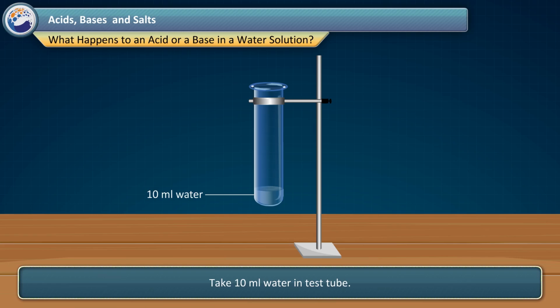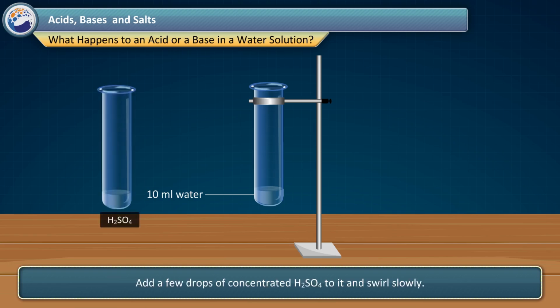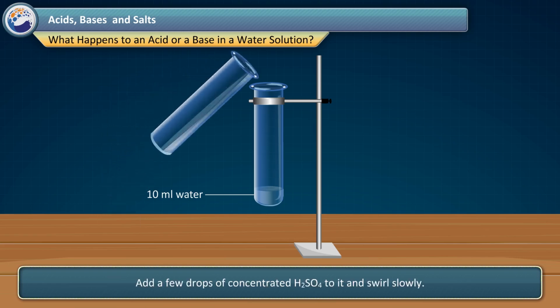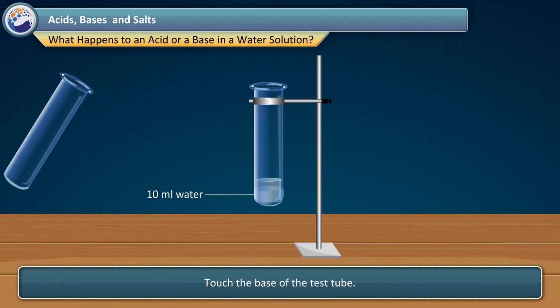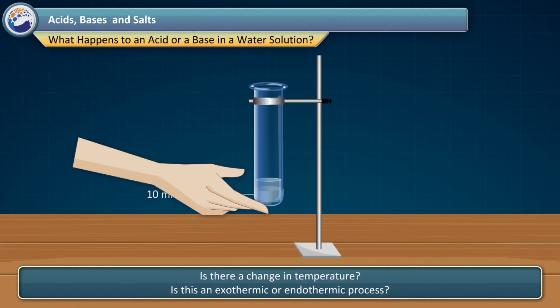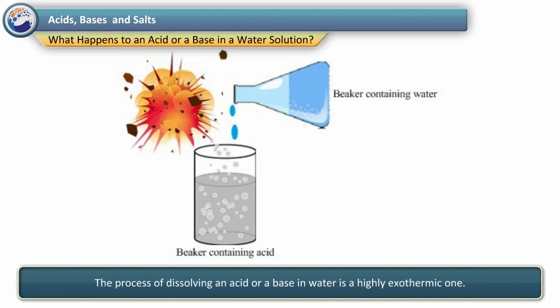Let us see what is involved when water is mixed with an acid or a base. Take 10 milliliters water in a beaker. Add a few drops of concentrated H2SO4 to it and swirl the beaker slowly. Touch the base of the beaker. Is there a change in temperature? Is this an exothermic or endothermic process? The process of dissolving an acid or a base in water is a highly exothermic one.